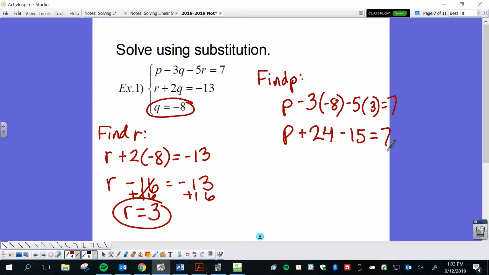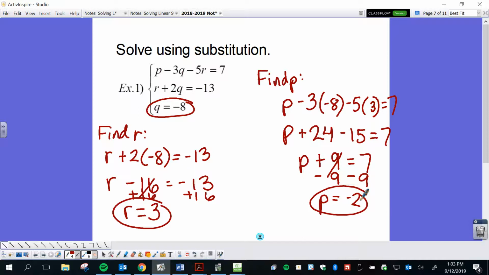And then we just simplify that. 24 minus 15, what is 9, right? P plus 9 equals 7. Looks like I wrote a Q there. That's the number 9. Okay? And then we minus 9. P is -2. And to verify, we can plug in everything to make sure it all works.